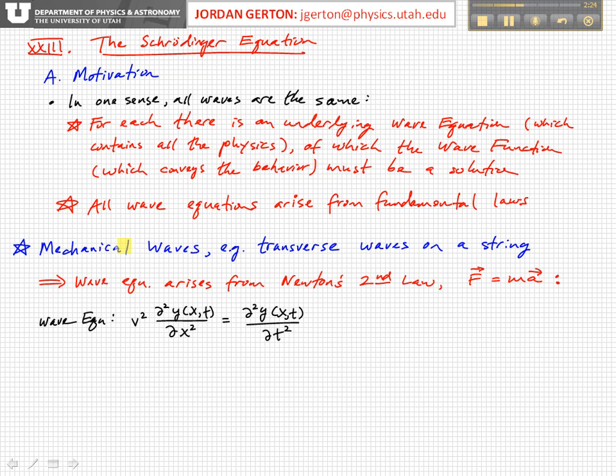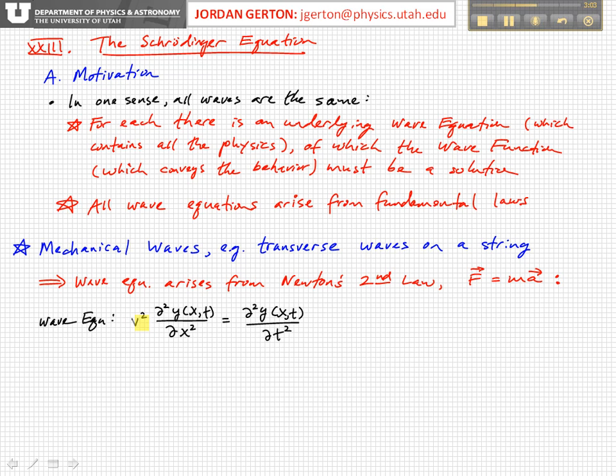So we can think about mechanical waves. For example, if you have a string that has some tension, and you jiggle the string, you can get a transverse wave which propagates along the string. And in this case, the underlying physics, the underlying laws that govern the transverse waves that go into the wave equation basically come from Newton's second law, F equals ma, famous Newton's second law. So if we, again, were to have a transverse wave on a string, for example, the wave equation would look like this.